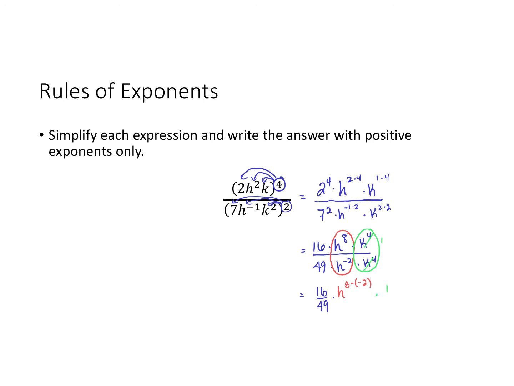Or you can rewrite all this as a fraction. So you can write this as over 1, and then this is 1 over 1. So let's go ahead and simplify this part of the expression. So again, I've got 16 times h to the 8 minus -2. That gives us h to the 10th power times 1. And this is all over, so 49 times 1 times 1, let's just write that as 49. So we can simplify this as 16 times h to the 10th power over 49, and we've got all positive exponents.